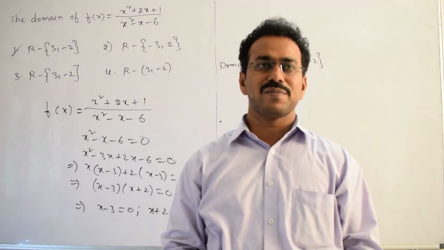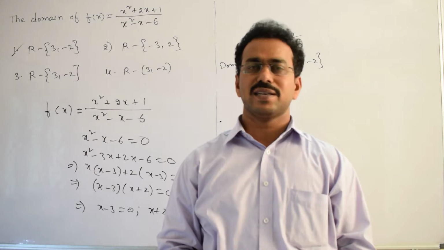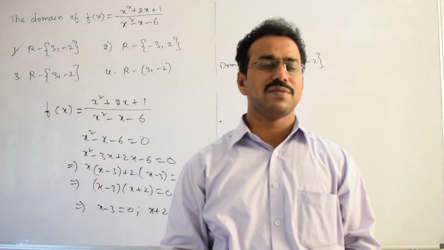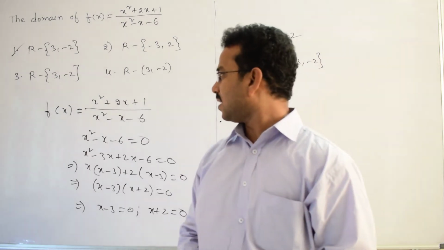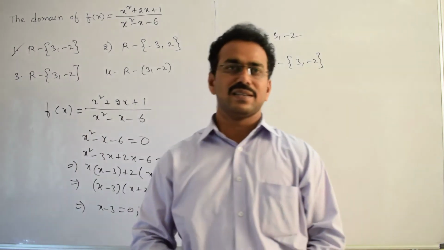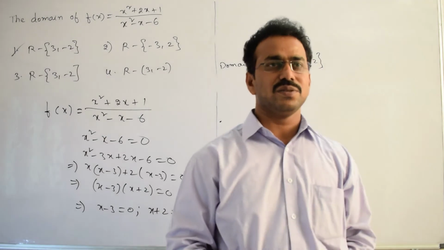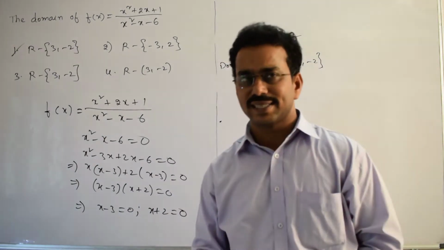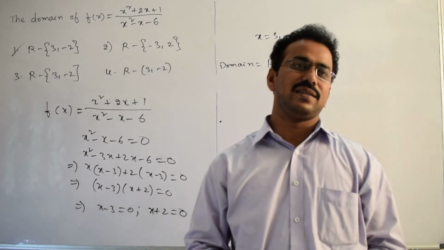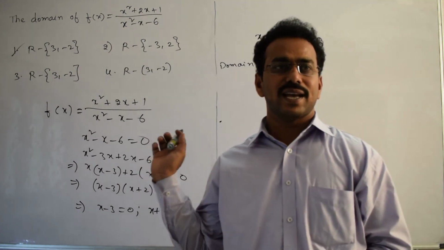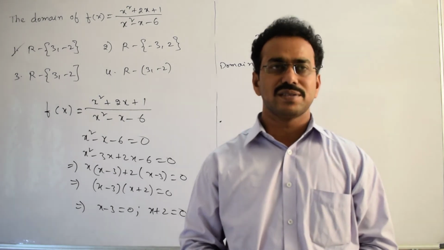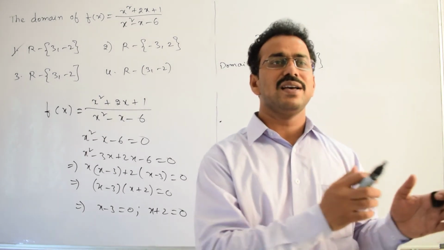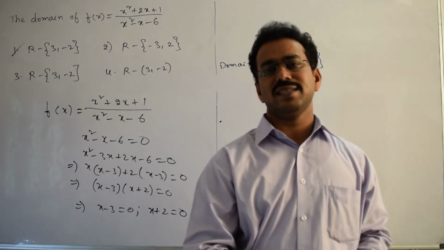What is the process we applied here? Simply we applied the concept of domain. Domain is nothing but the set of values of x for which f of x is defined, and as the given function is a fraction, whenever you are facing fractions, you have to focus on the denominator. If the denominator is 0, we can't define it. So we calculated for what values of x we can't define it. Those values we eliminated from the real number set. That is the required domain.